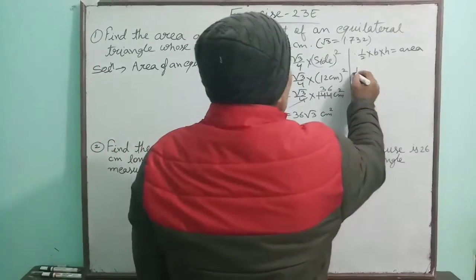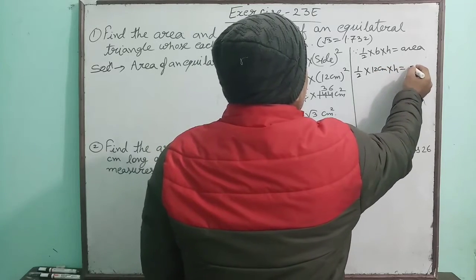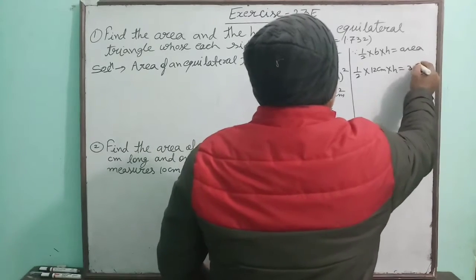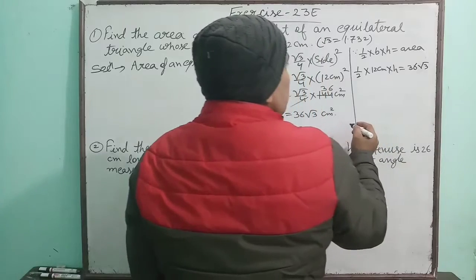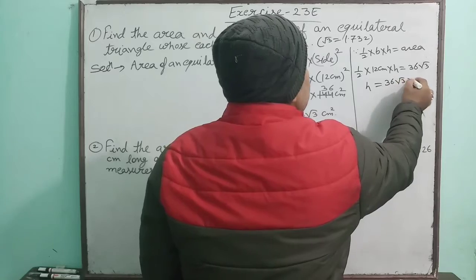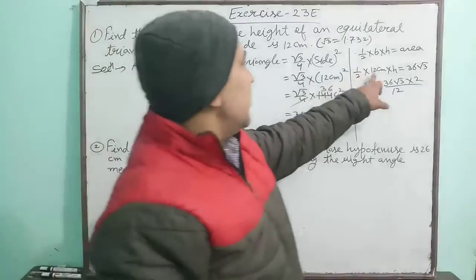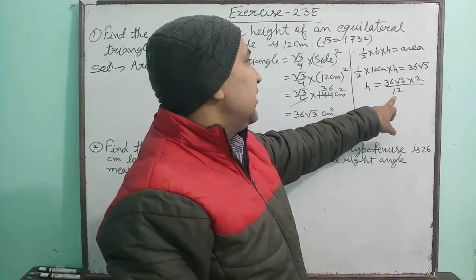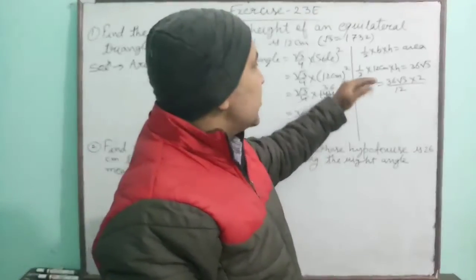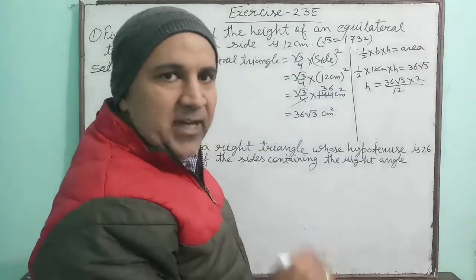So see here, 1 by 2, base we will take 12 centimeter, height we have to find, area we have got 36 into root 3. From here, h is equal to 36 root 3 multiplied by 2 upon 12. This 12 will be transferred to the right hand side, and it will divide because 12 is multiplied with the other numbers. 2 is in the denominator, meaning 2 is dividing these numbers. So when it is cross multiplied, 2 will be multiplied with the numerator.